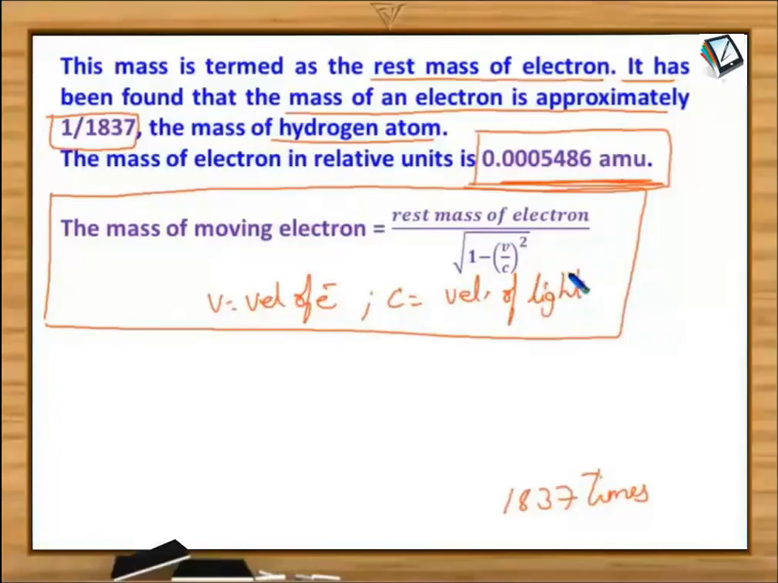Now tell me what happens when an electron is moving with the same velocity as that of light. Means what happens when v is equal to c? Then the mass of the moving electron is equal to the rest mass of the electron divided by 0. And anything divided by 0 is nothing but infinity. So the mass of the moving electron becomes infinity whenever that electron moves with the velocity of light.